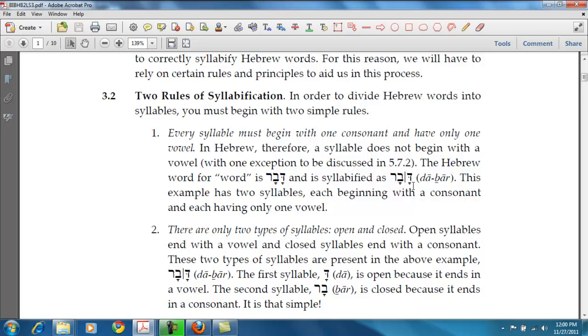So the first Hebrew rule is that every syllable must begin with one consonant and have only one vowel. You can't start a Hebrew syllable with a vowel. It has to start with a consonant.